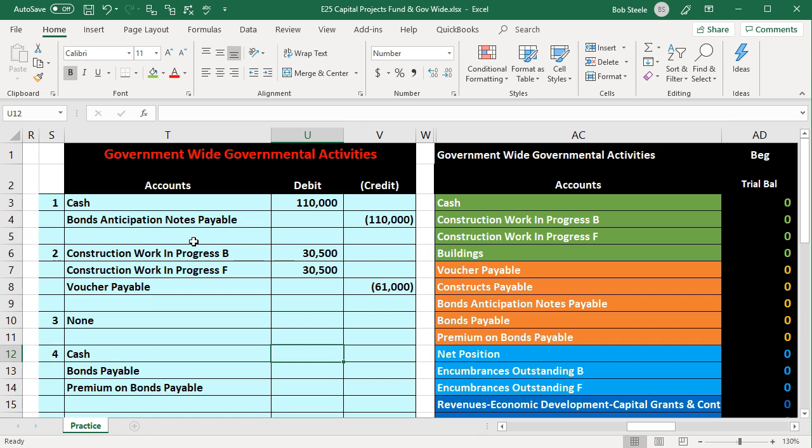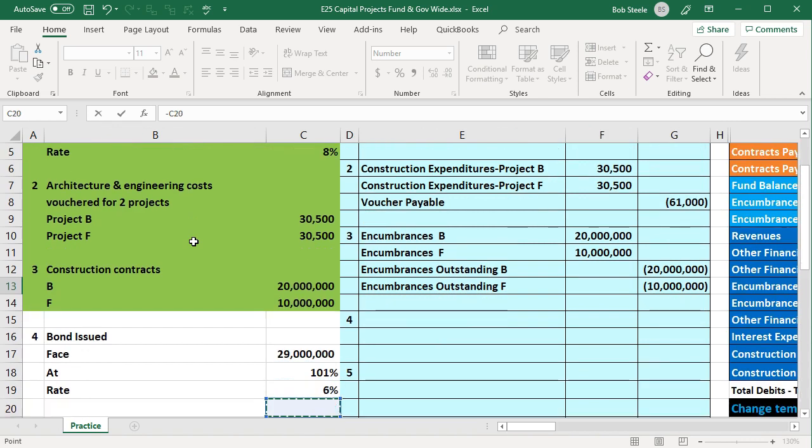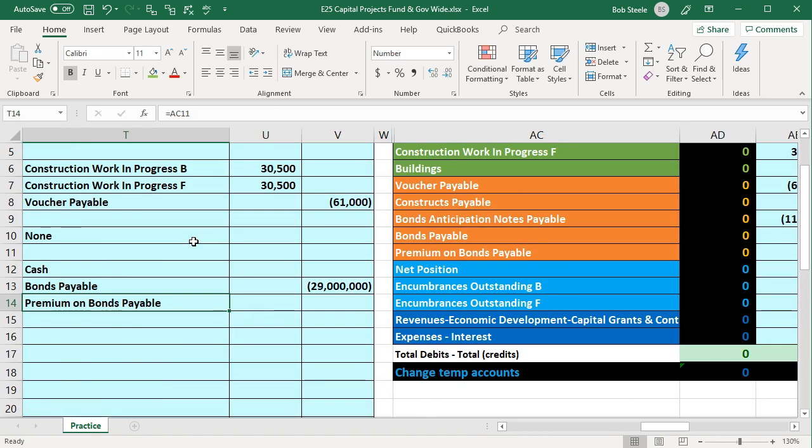Let's go ahead and pick up these numbers then. Let's start with the bonds payable. We are in V13. I'm going to say negative instead of equal so we can flip the sign. I'm going to scroll back over and pick up the face amount of the bond. That's that 29 million. So the 29 million face amount of the bond.